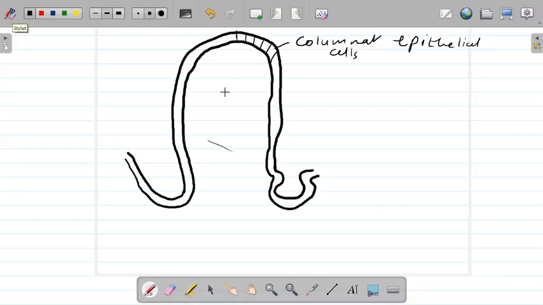What other specialized cells do we have? The goblet cells. Usually in between they look something like this. These are your goblet cells. Now, what is the function of the goblet cells?